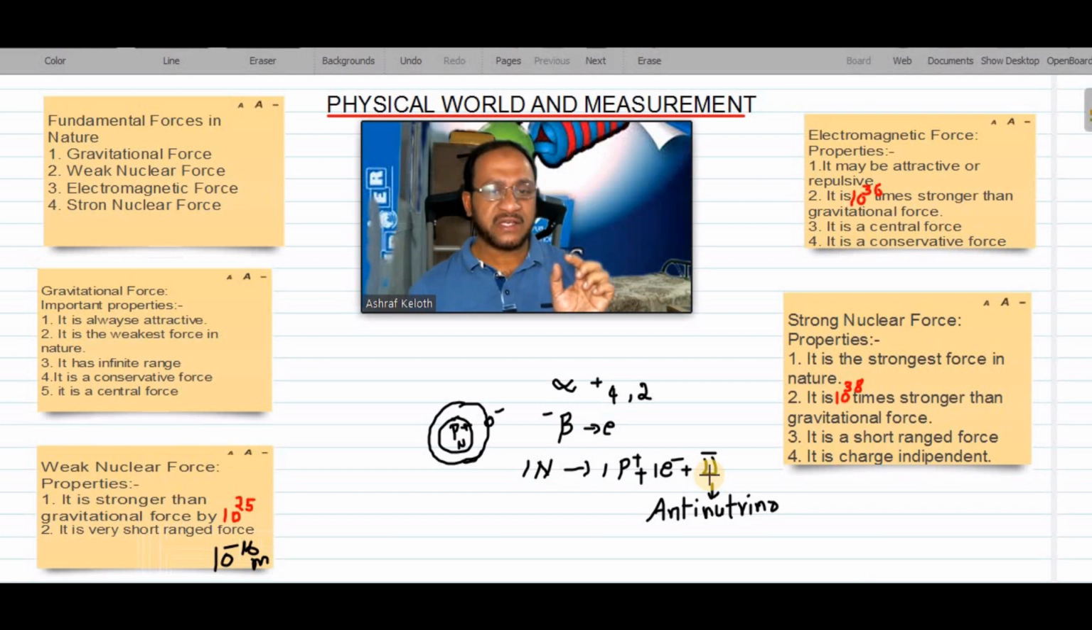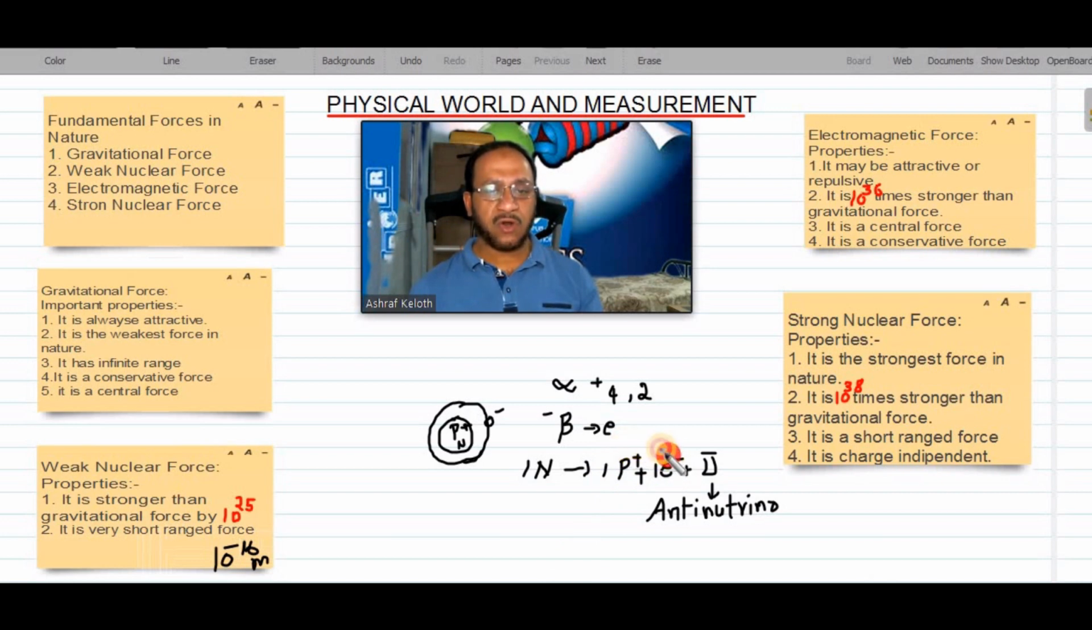We can detect the antineutrino in a cloud chamber experiment, which I will show you. Even though its mass is very small and it cannot be seen even with a powerful microscope, we can see the presence of the antineutrino in a cloud chamber experiment. Before that, when these beta particles are emitted from a nucleus, with one neutron splitting into one proton, one electron and one antineutrino, there is a force existing.